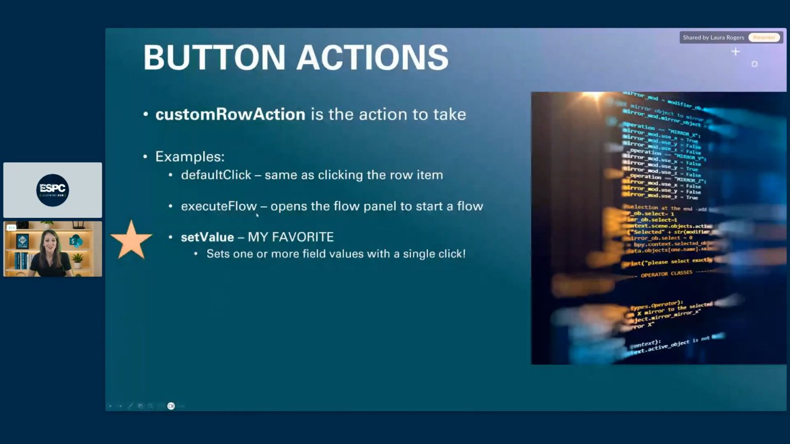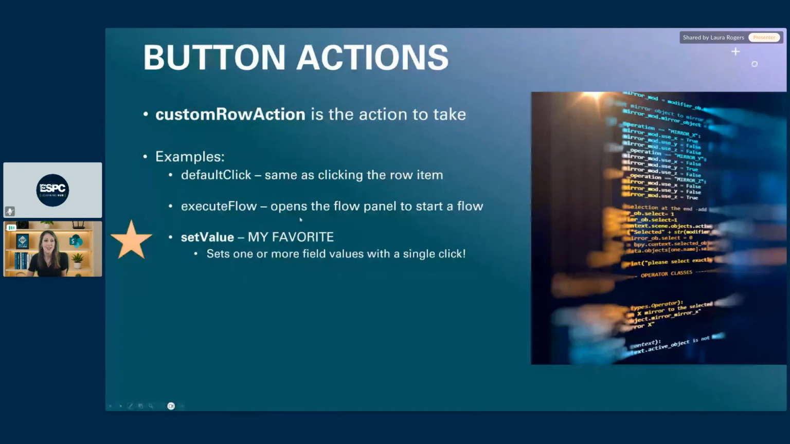Custom row action, that is the action you want it to take. So here are some examples. You have default click, which is really just the same as clicking that item to open it. So instead of somebody having to click the title of it or right click and choose edit, it would just open it directly from the button.